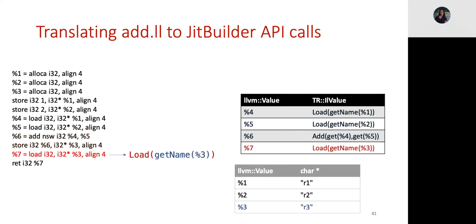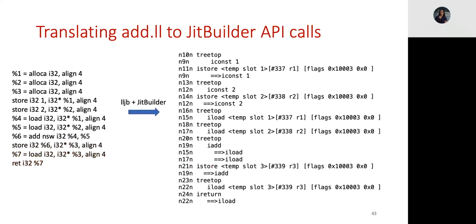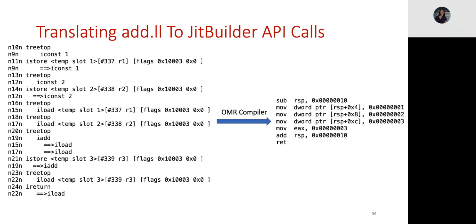And then we perform a load into %7, and then return %7. And this is the IL that is generated after that. And the OMR compiler generates native code. Yeah, I know what you're thinking. You might be worrying about the dead stores here, but this is a problem I discovered very recently, and we'll look into it later.